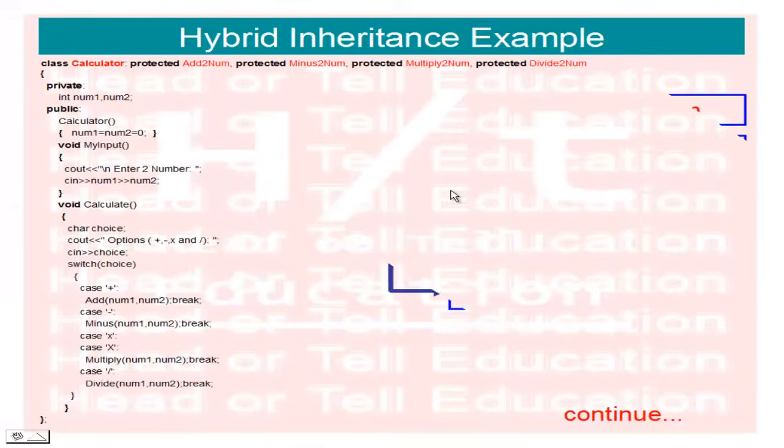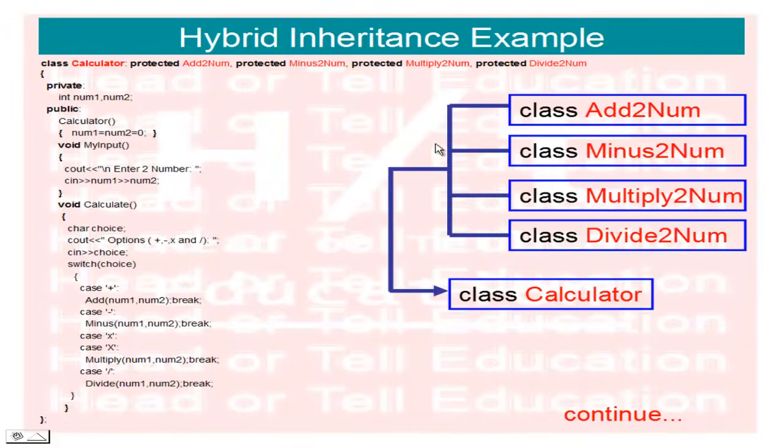Continuing our code, you have already seen that we derived the four base classes add 2num, minus 2num, multiply 2num, and divide 2num. Now, using the four base classes, I am creating one class called calculator.